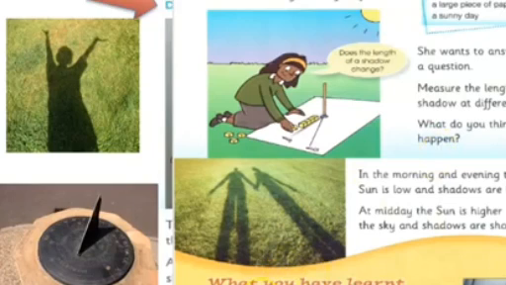So, what you have learned. Shadows move slowly as the what turns? What spins? The earth. Earth, yes. Shadows are short when the sun is high. So, sun is high, shadow is short. Shadows are long when the sun is low. So, high sun, short shadow; low sun, long shadow.